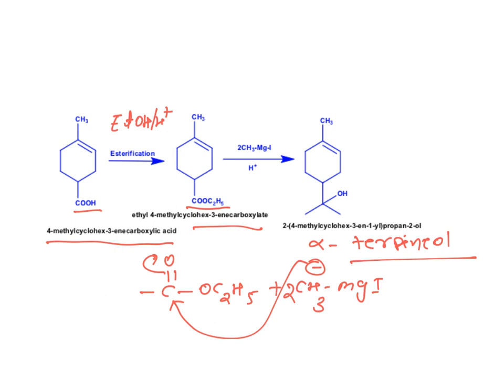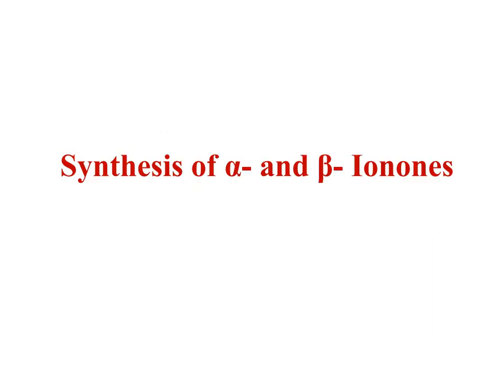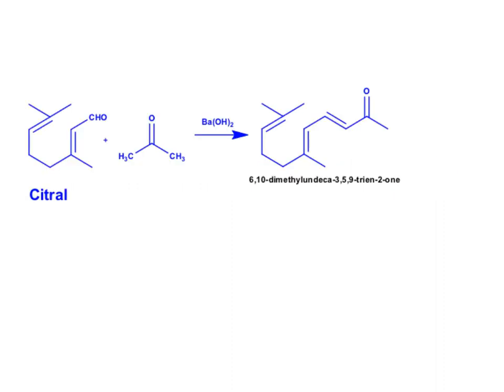Let's move on to another synthesis, the synthesis of alpha-irone and beta-irone. Here we are starting with citral, and in the last class we discussed citral structure elucidation and synthesis. So directly we are taking citral and reacting with acetone in basic environment. Basically it is a condensation reaction that gives an unsaturated product.